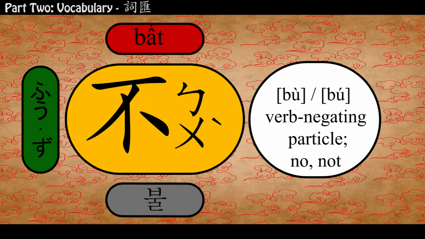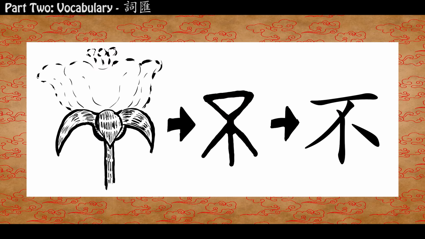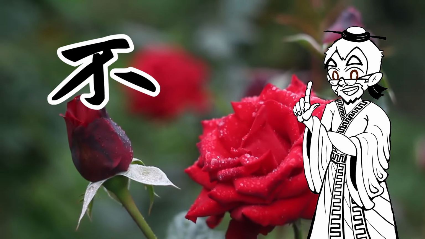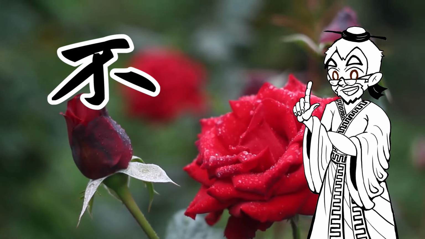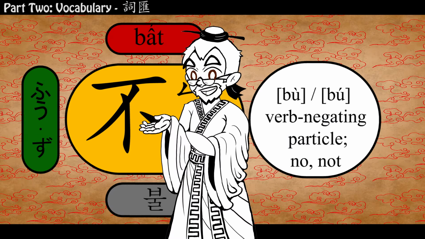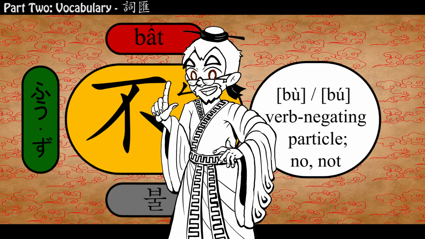不, a grammatical particle used to negate verbs. The character is a pictogram showing the calyx of a flower, and for those of you who didn't major in botany, the calyx is the thing covering a flower before it blooms, and afterwards supporting the flower from underneath. The character was borrowed phonetically for the negative particle. More on that in the grammar section.